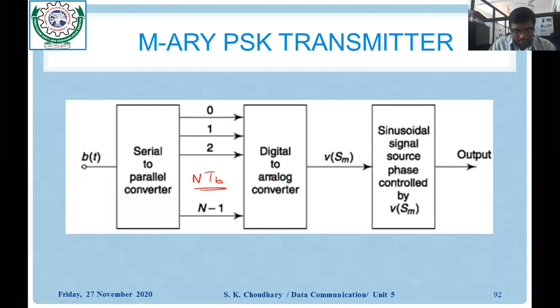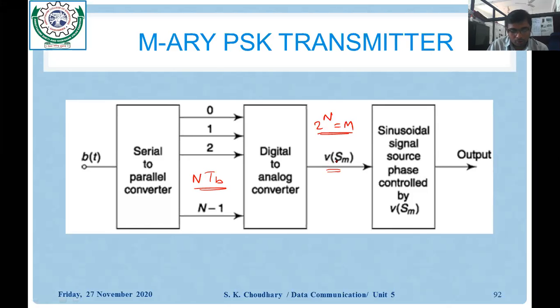Now this parallel data, or you can say the serial to parallel converter output symbol, would be given to the digital to analog converter, where the digital to analog converter generates an output which is assumed to be one of the 2 raised to power n, or M, possible symbols applied to the inputs. So this VSM is nothing but one of the M number of symbols.